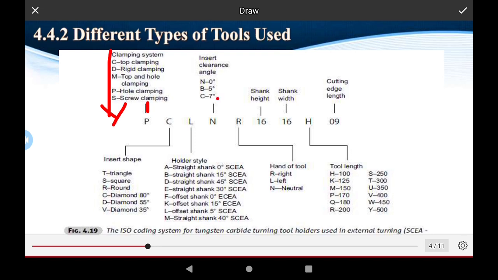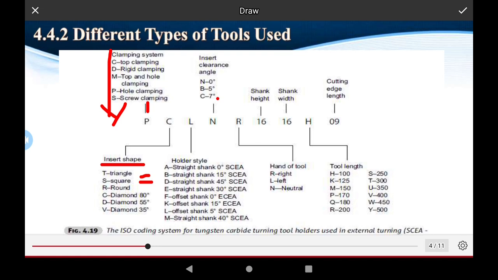Okay, and C command is used for the insert shape of the provide given for the information before page. Okay, and T is the triangle, S is the square, and R is the round shape of the cutting, and C is the diamond of the 80-degree, and diamond tools of 80-degree were performed, and D is the diamond of the 55, V is the 35. All the L is also provided to the other command, and the hold types of the holder for styles, and A is the straight shank, and the shank is just suppose that I will be the drilling tools.